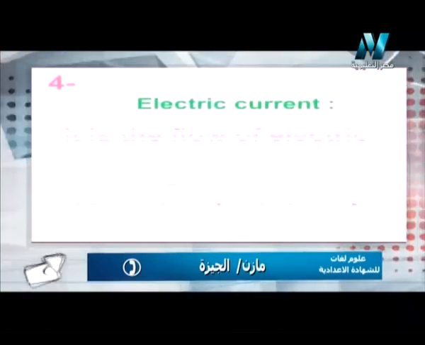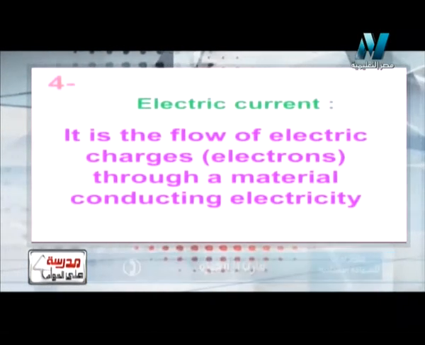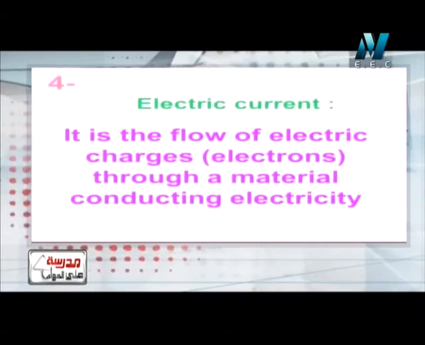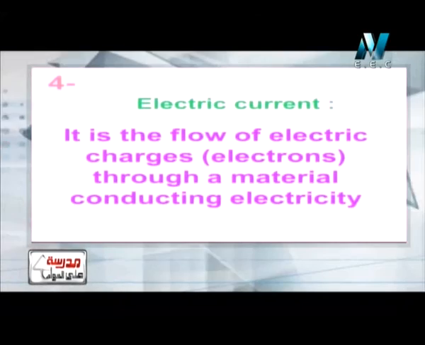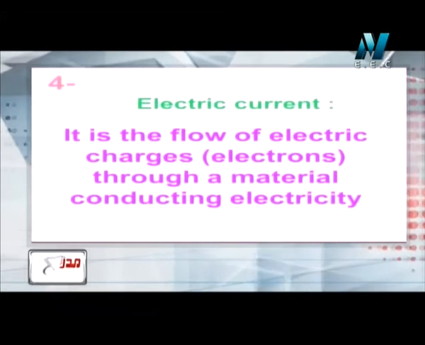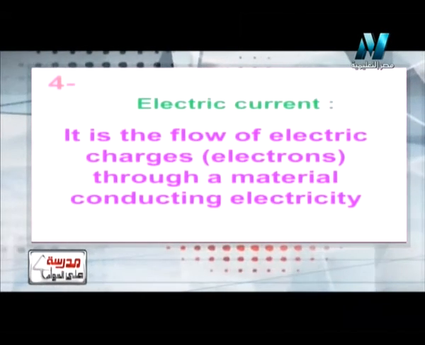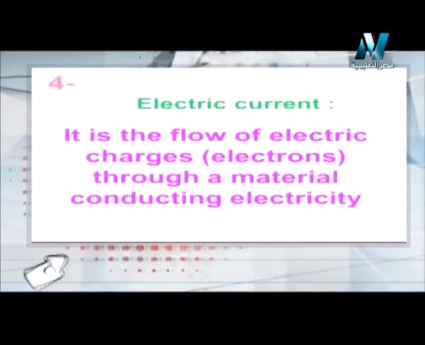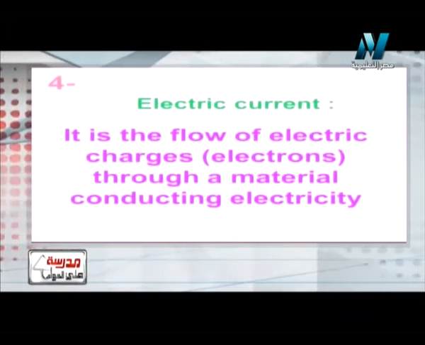So now we know that electric current is a flow of electric charges or electrons through a material conducting electricity such as wire. Again, we must differentiate well between electric current and electric circuit. Electric current is a flow of electric charges or electrons through a material conducting electricity. Another question.